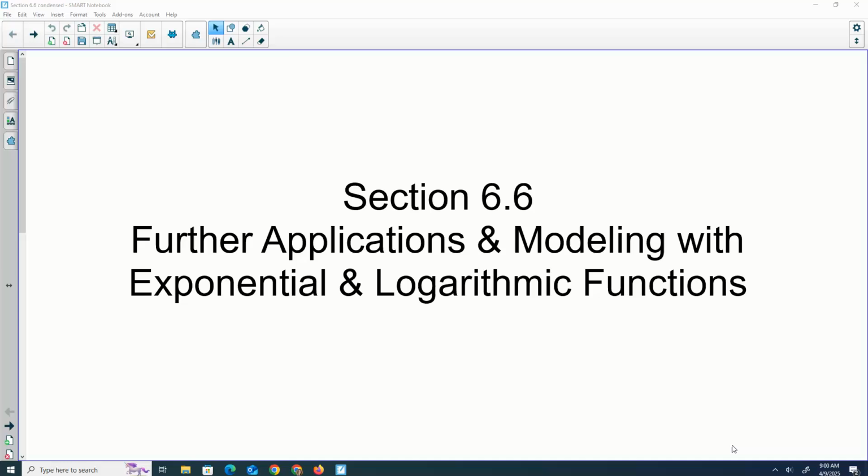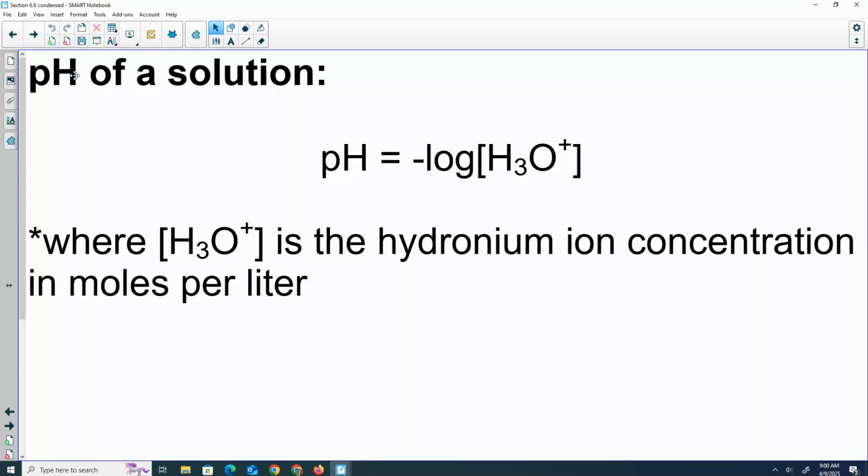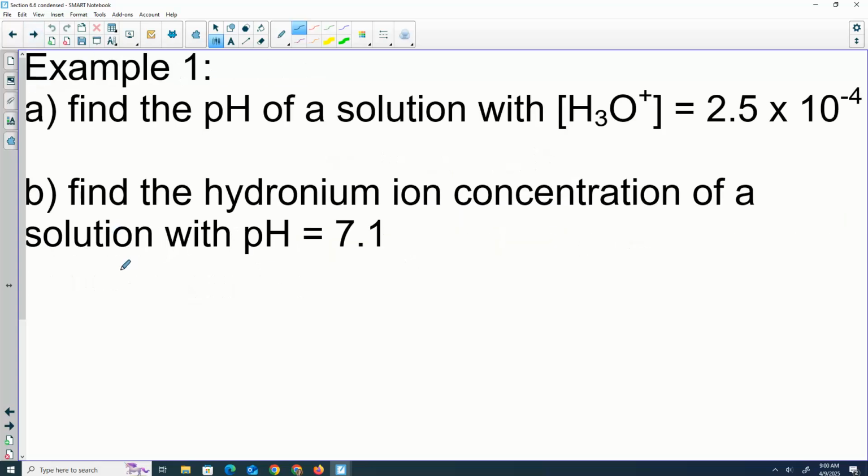Go through here. So the first one I have is with calculating pH. It's actually a formula involving logs. I would not require you to memorize this formula. So if I put a pH question on the test, I will give you the formula along with it. So pH is just the opposite of the log of H3O+, which is the hydronium ion concentration.